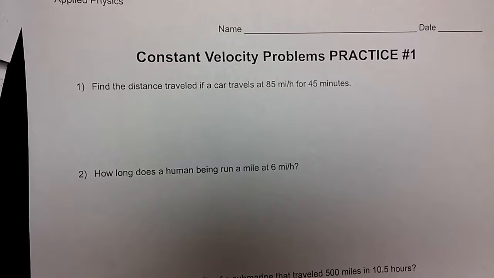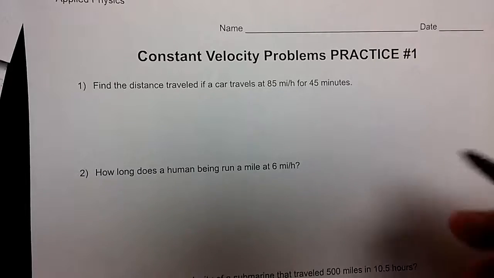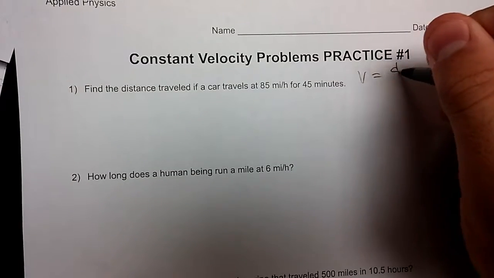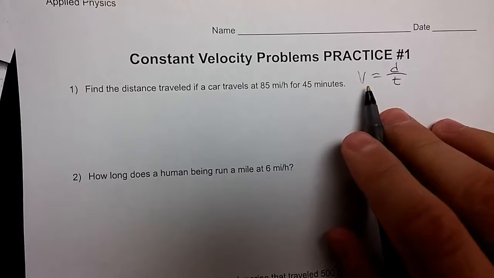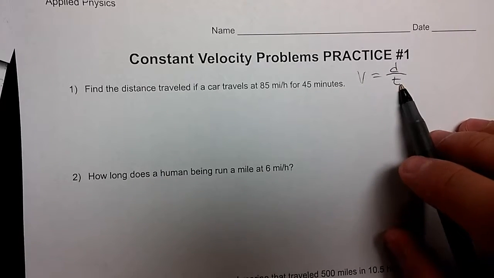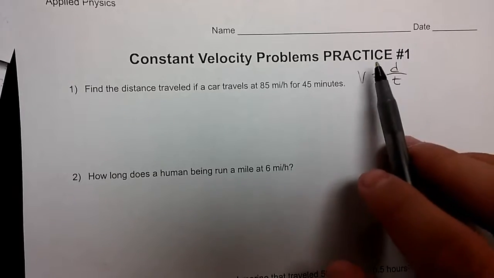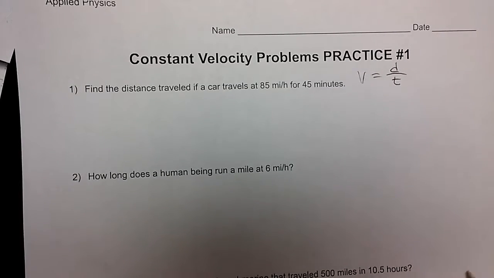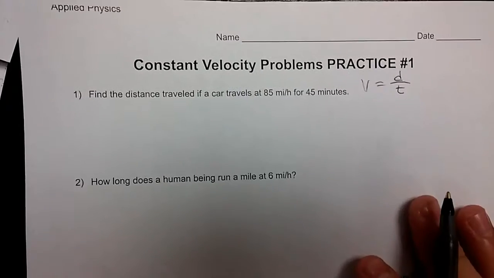In this video, we're going to learn how to solve constant velocity problems using the constant velocity equation. V equals d over t. V stands for velocity, d stands for displacement or distance, and t is time elapsed. So there are three variables within the equation. So if I'm asking you to solve for one of them, you need to be given the other two.